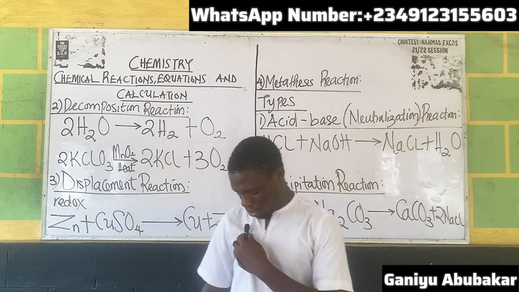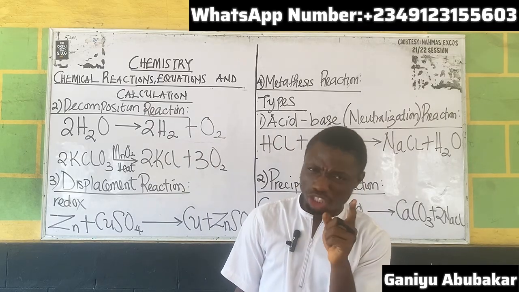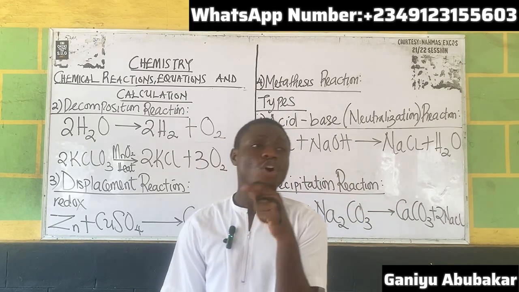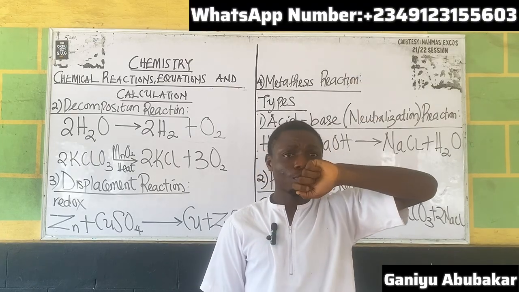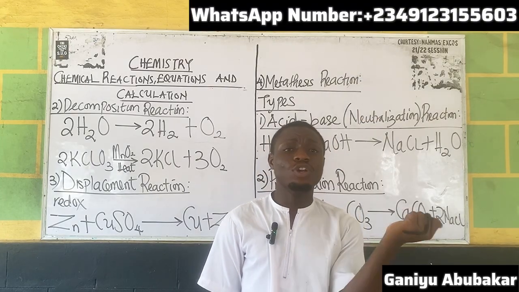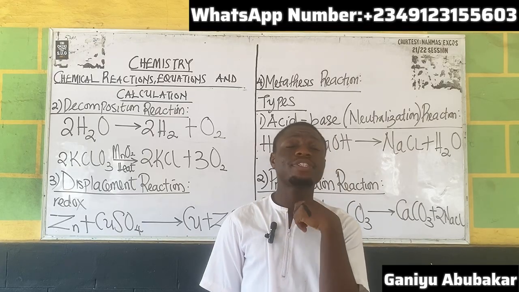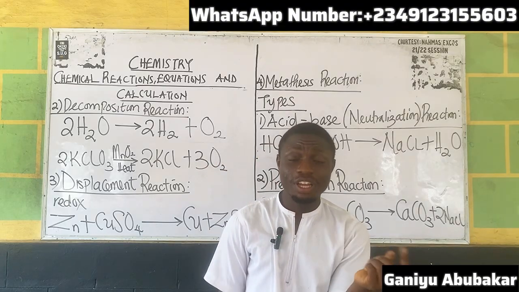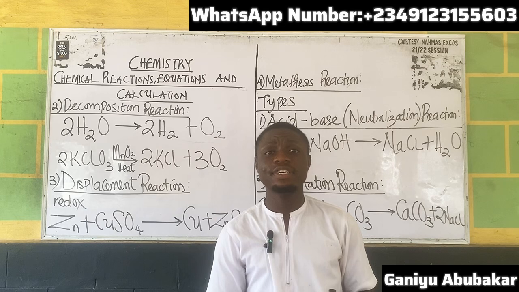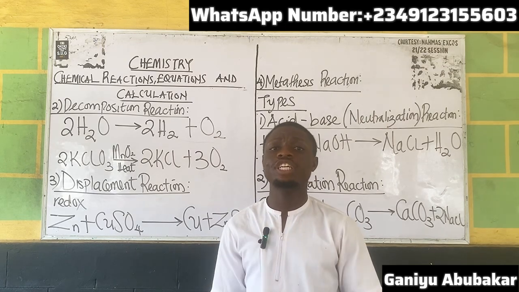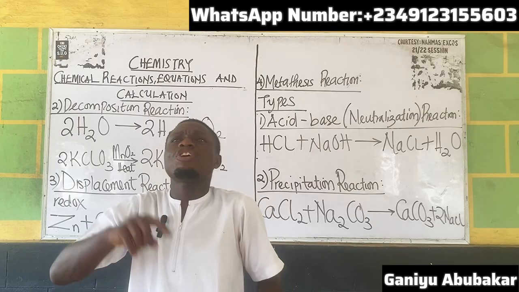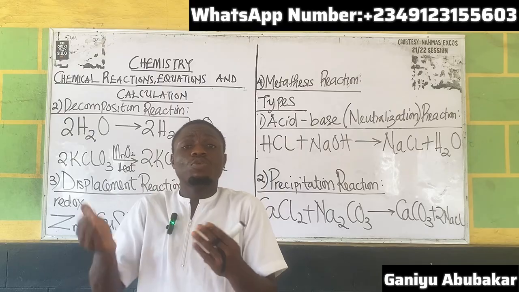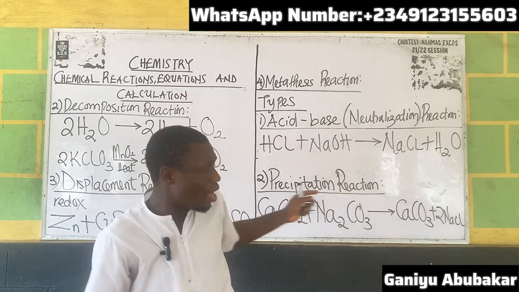It's not easy to spot precipitation. Do you know why? You can never tell from the equation. You can only tell from the question. They'll tell you, given an equation below, during the process, a white insoluble solid was formed. And I told you that a precipitate is simply a white insoluble solid in a liquid. And in the question, they said the equation below, during the process of the chemical reaction, a white insoluble solid was formed. And the equation is given below.